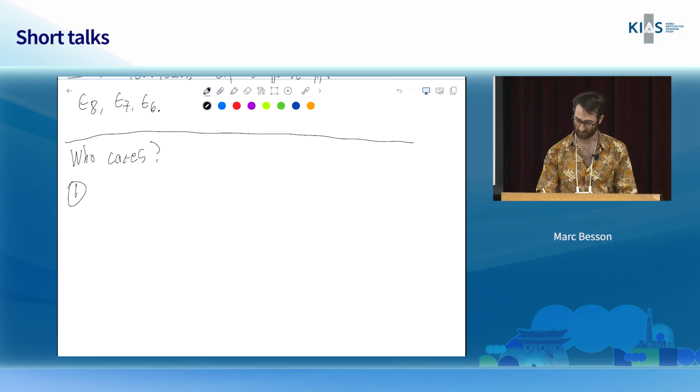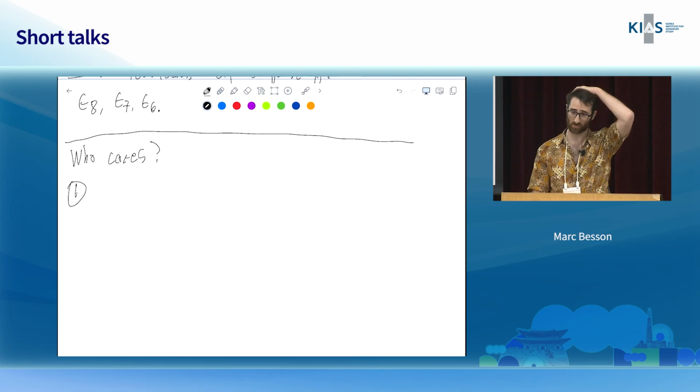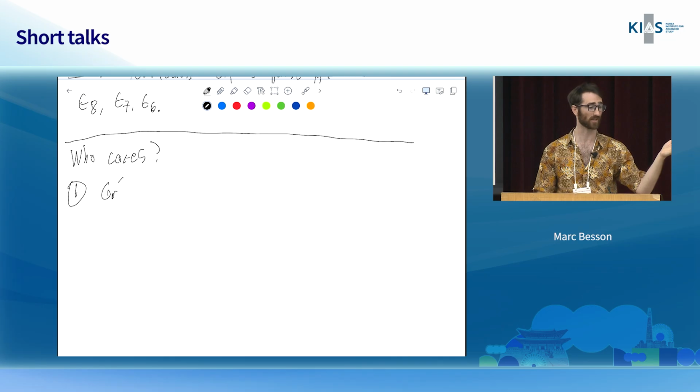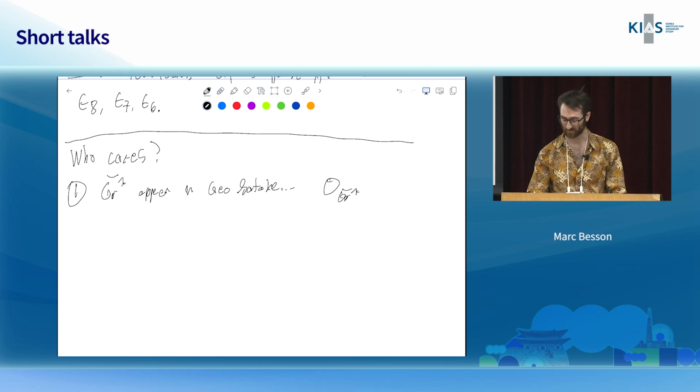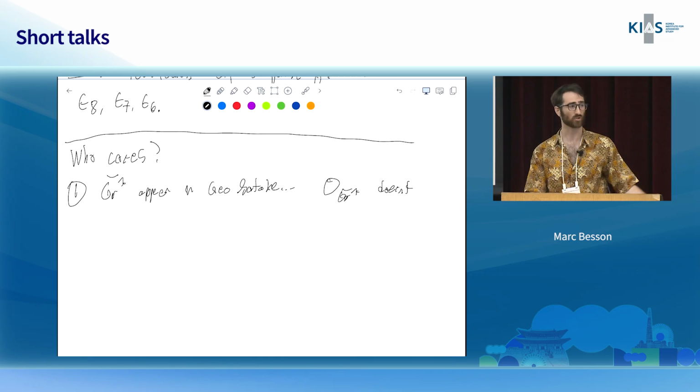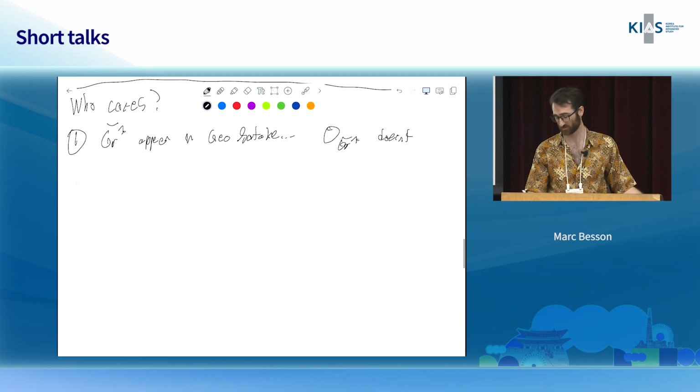So the first is that the geometry of these affine Schubert varieties appears in geometric Satake and geometric Langlands more generally. So the Gr_lambda bar appear in geometric Satake. But the point is that the structure sheaf of these affine Schubert varieties does not. So if you only care about these things in terms of categories of D-modules or perverse sheaves on them, you don't care, which maybe some of you.